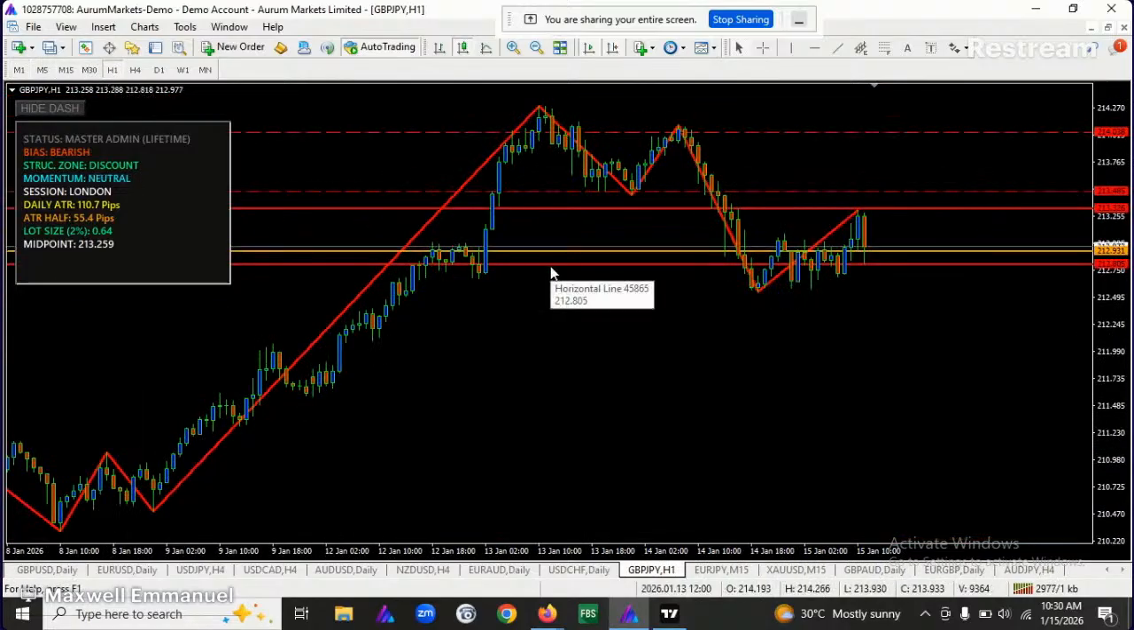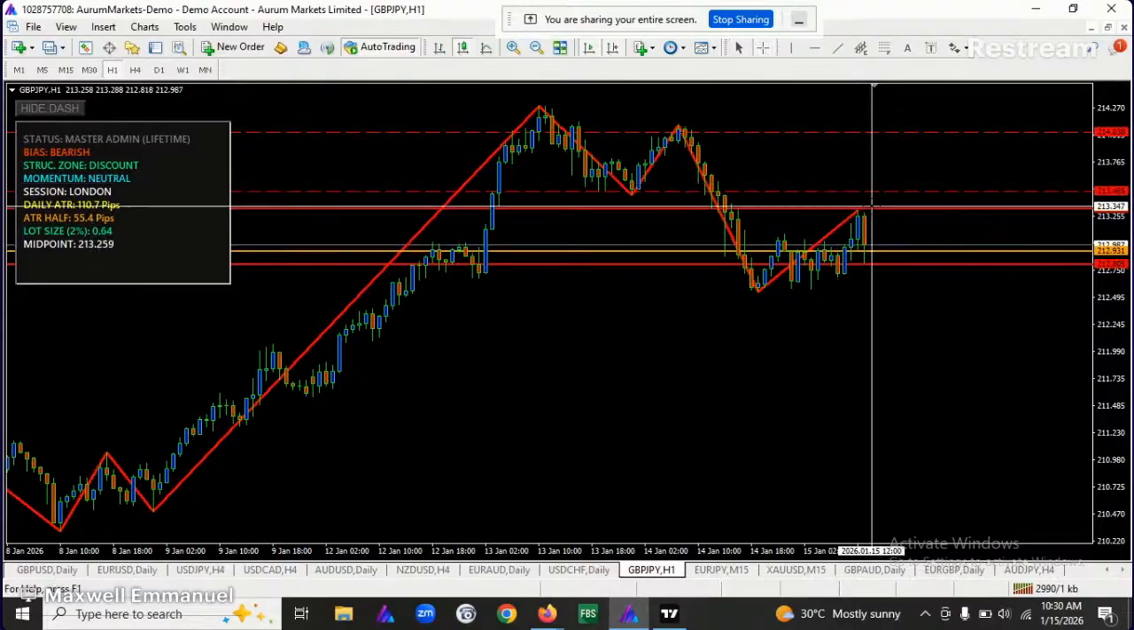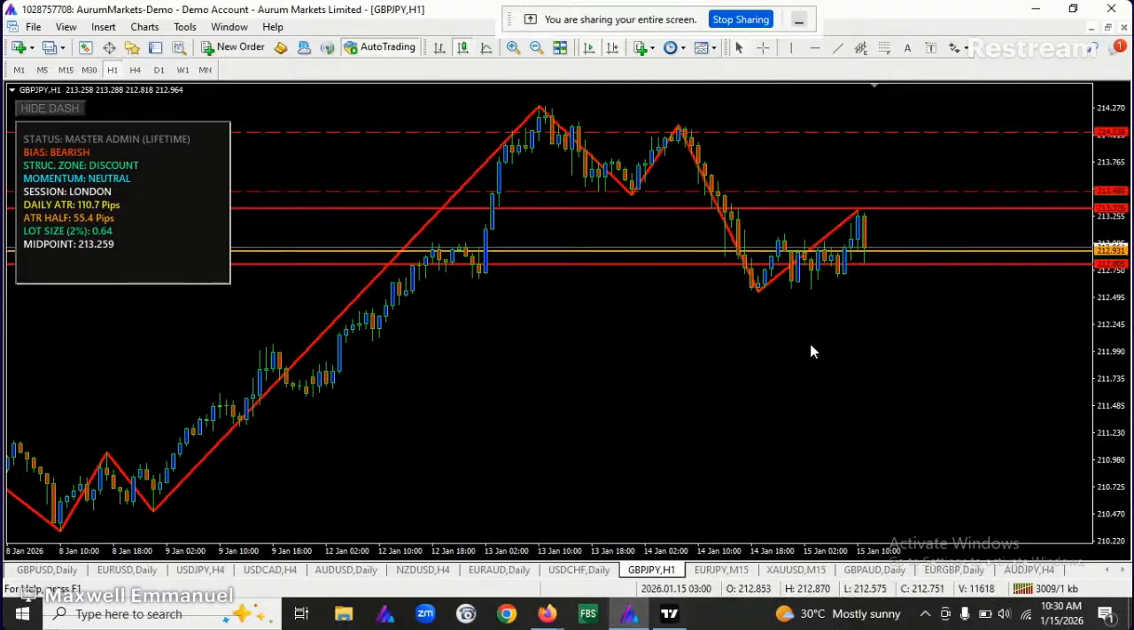I'm going to buy because it has fulfilled this reversal of 55 pips. Though it's not up to 55 pips, it's close, from this high to this low. Yeah, this is about 51 pips, which is okay. So that's a buy. I'm going to take a buy on GJ. Can't wait for the 1 hour candle to close.